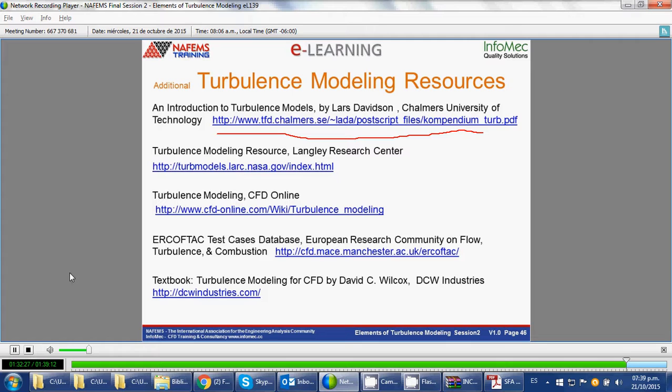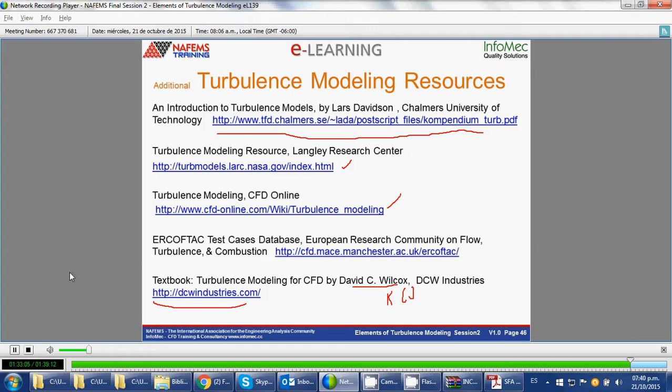There's a couple of websites. One is from NASA Langley. It really does describe turbulence modeling in detail as well. And another good one, that I really enjoy looking at, reading and learning from, is CFD Online. It's about turbulence modeling. David Wilcox, who designed K omega, has a textbook that talks about that, and not only K omega, but turbulence modeling in general.